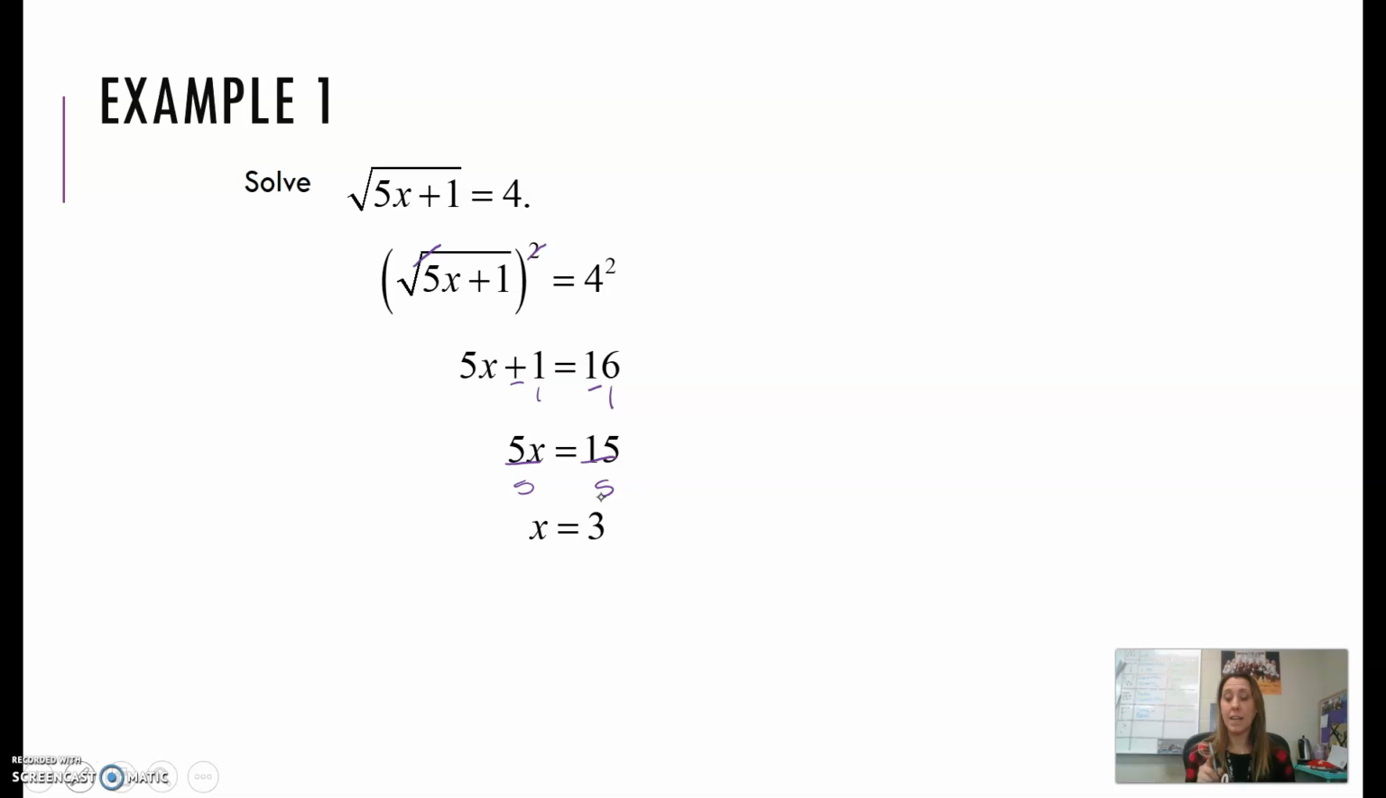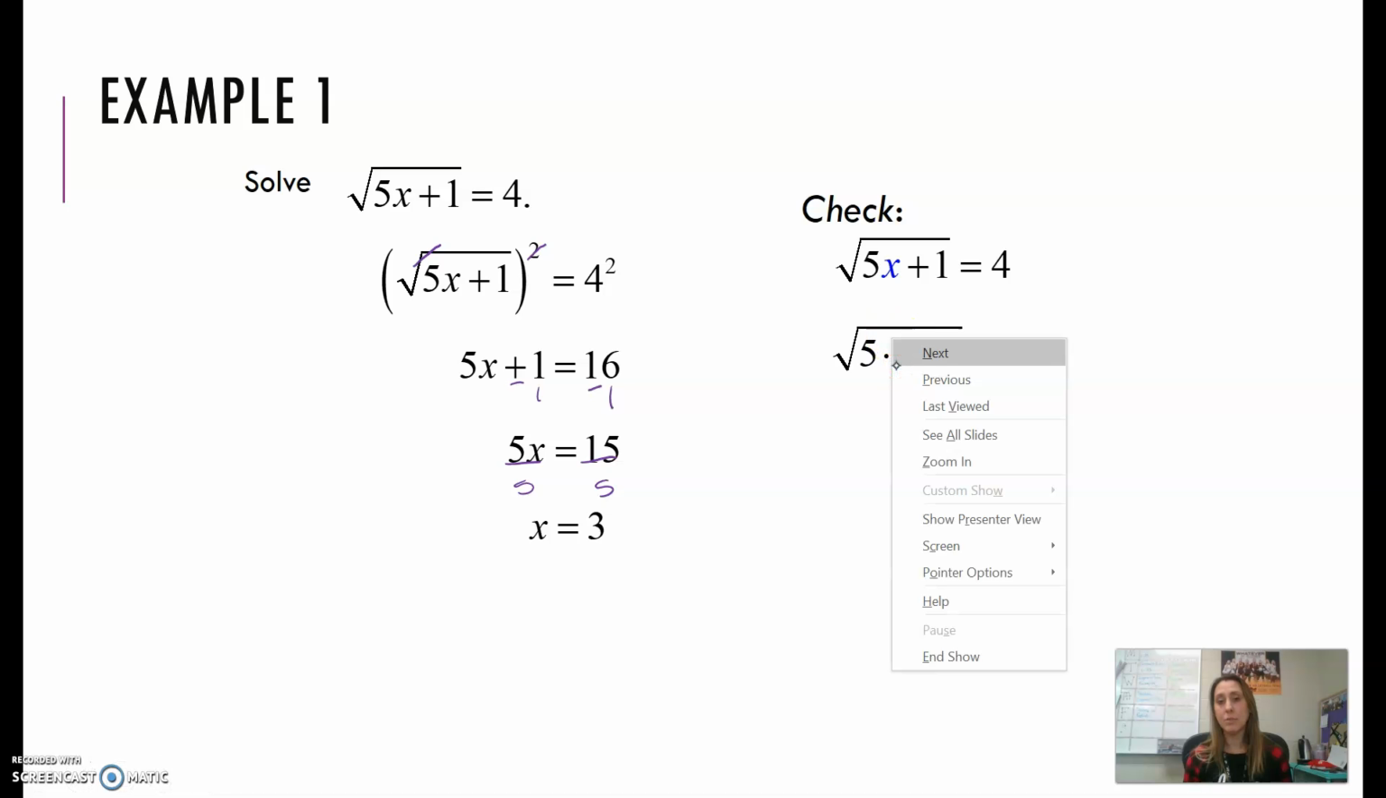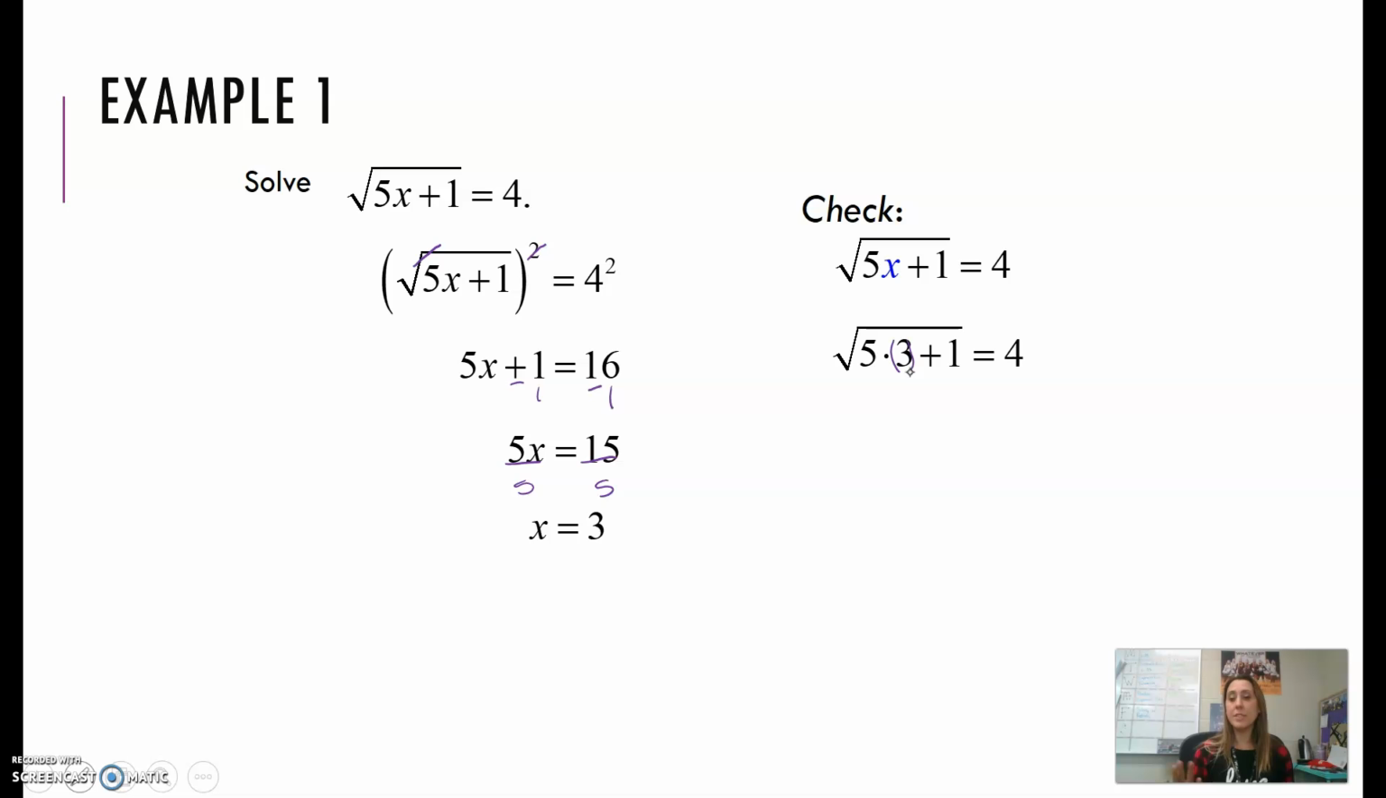I'm not done. I have to check my answer. So to check my answer, everywhere I see x, so all that stuff we learned in the functions unit is going to come into play. Everywhere I see an x, I'm going to replace with that 3. Typically I'll write this with parentheses to make sure I do this correctly, and you'll see that going forward.